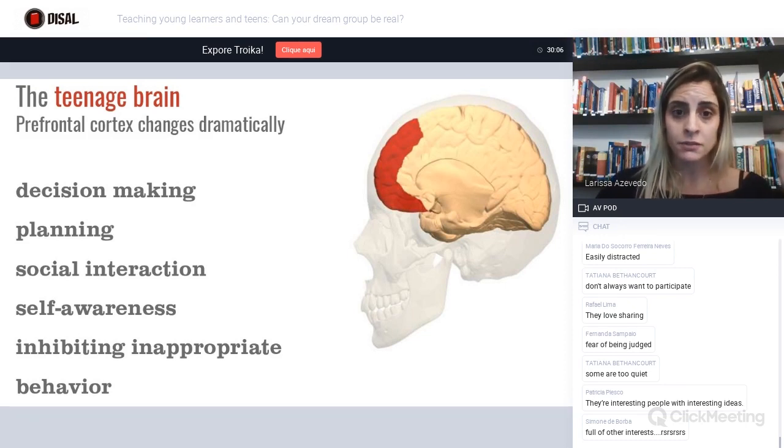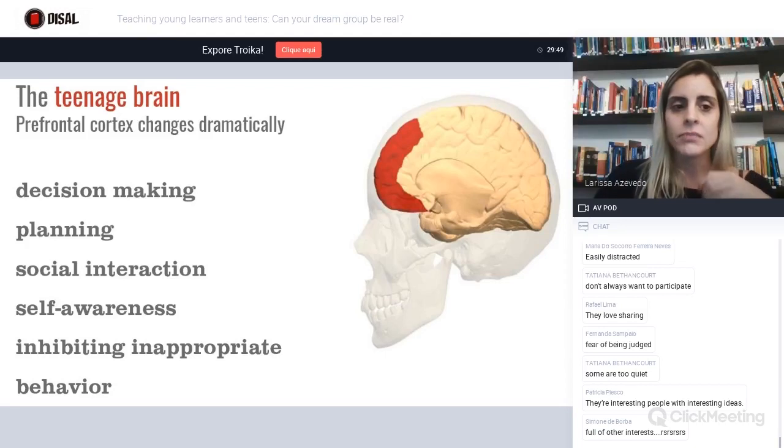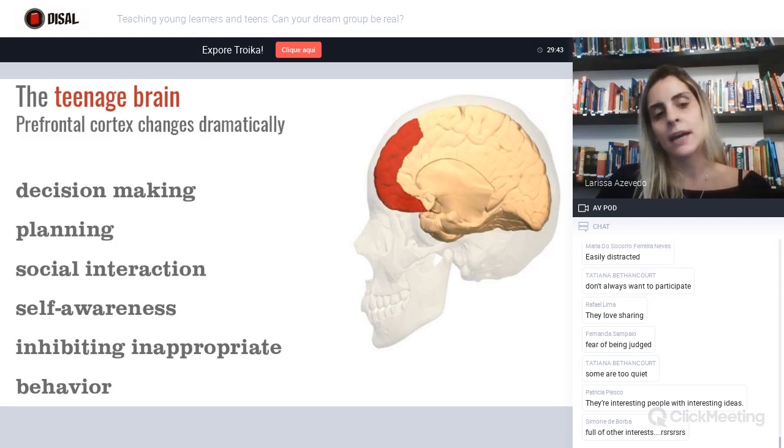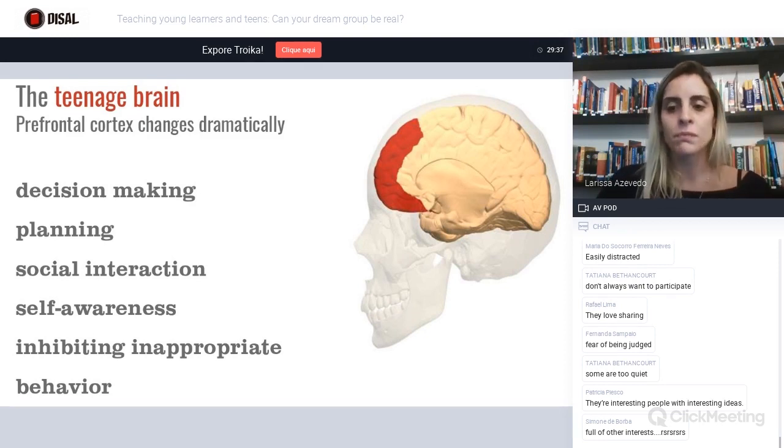And the prefrontal cortex, this part of the brain, is responsible for a number of very important abilities that are not fully developed yet, because the area of the brain that deals with these abilities is not. So let's take a look at some of them. The ability of making decisions, the ability of planning, social interaction, self-awareness, and inhibiting inappropriate behavior, to name a few. So all these abilities are still being developed. They are still being constructed together with the prefrontal cortex that is being formed.